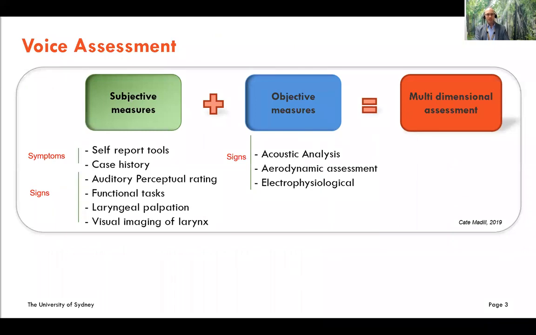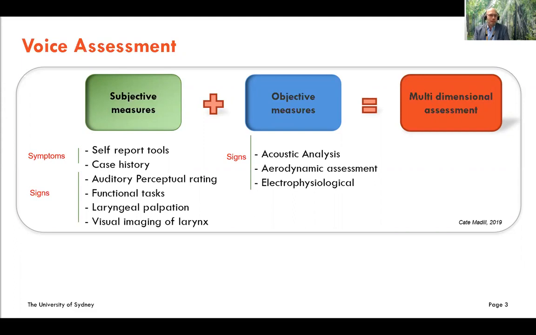A comprehensive assessment of voice needs to be multidimensional to encapsulate the wide-reaching effects of a voice disorder, from the physical impairment to the psychosocial impact. We as voice assessment specialists will interpret a combination of symptoms obtained through self-report tools and case history, and signs from our perceptual scales, laryngeal palpation, and visualizing the larynx to make judgments on the nature of vocal quality, pitch, and loudness. We also use objective measures to quantify our interpretation from the subjective measures.